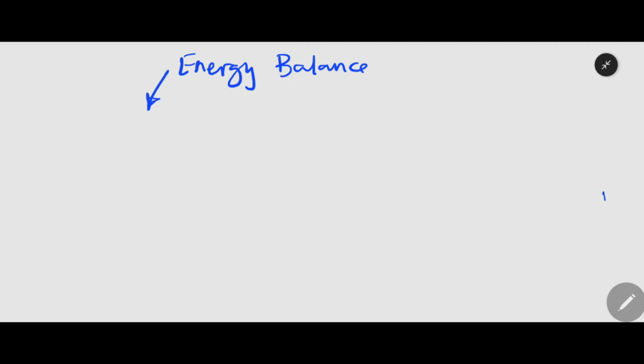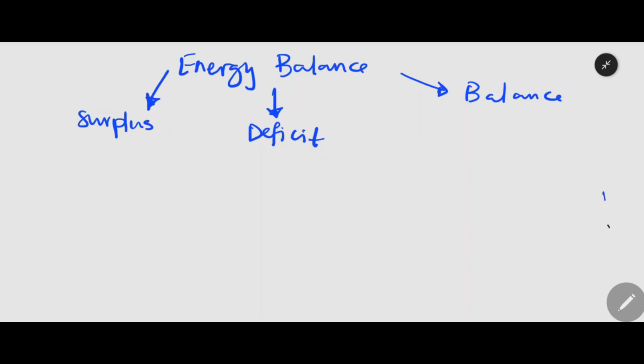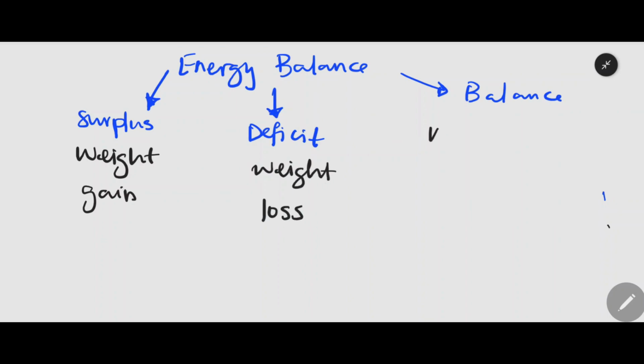So when we talk of energy balance, you need to know 3 definitions. You need to know about surplus, you need to know about deficit, and you need to know about balance. These all relate to weight. So if you're in a surplus, that means weight gain is likely. If you're in a deficit, that means weight loss is likely. And if you're in a balance, then you're maintaining your weight. So weight maintenance is likely.